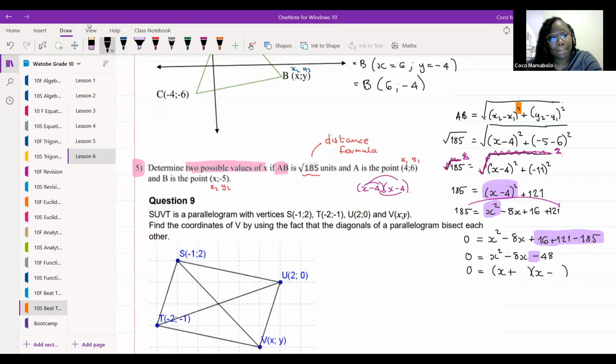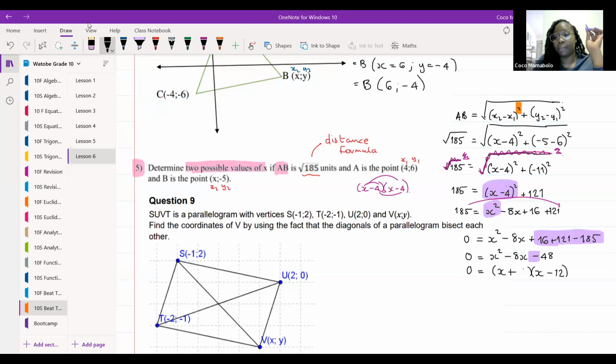Anybody got any ideas? Factors of 48, guys. Anybody? Or you can just punch this into your calculator and get an answer. Good. All right, CJ, yes, that's one of them. Good. Negative 12 over here. So 12 times what will give us 48, guys? That's it. Good, CJ. Excellent job.